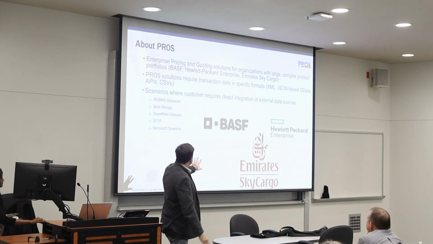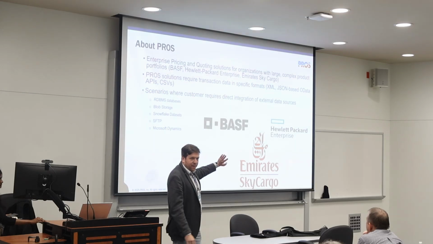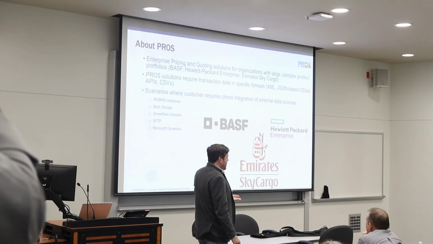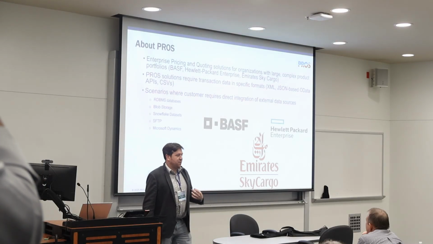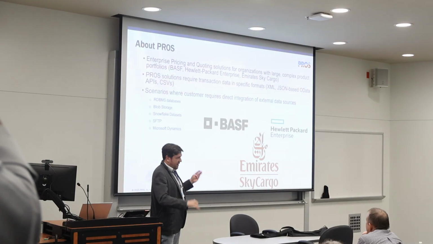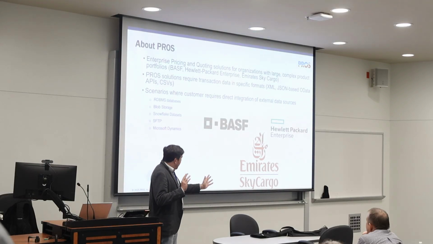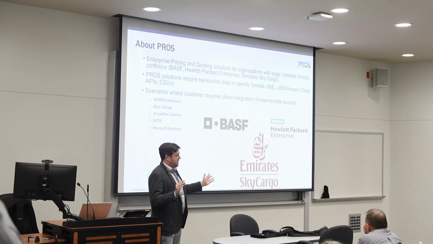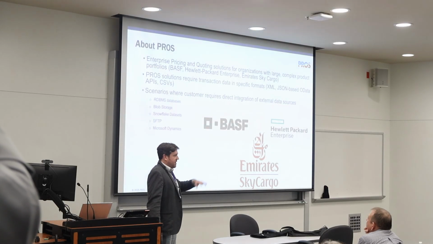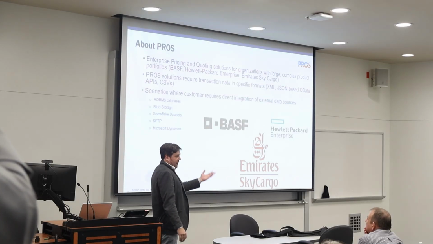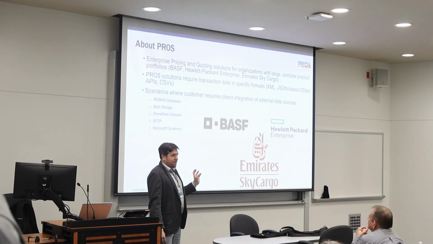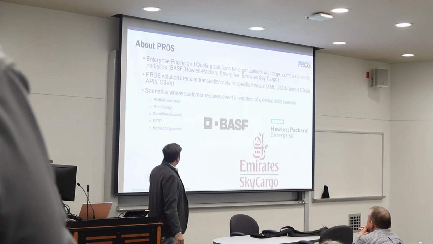So I have some customers listed up here. It's on our website, so I'm not doing anything I shouldn't. BASF and HPE are examples of customers with very large product portfolios. BASF is hundreds of thousands of chemicals, and HPE is, of course, electronics and services. And then Emirates Sky Cargo is the other side of things, right? If the plane leaves and there's empty cargo space, that's unrealized revenue for the company.